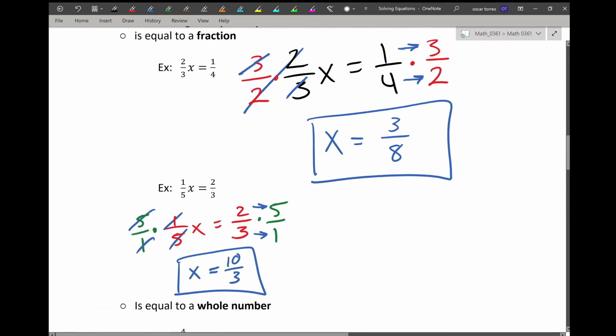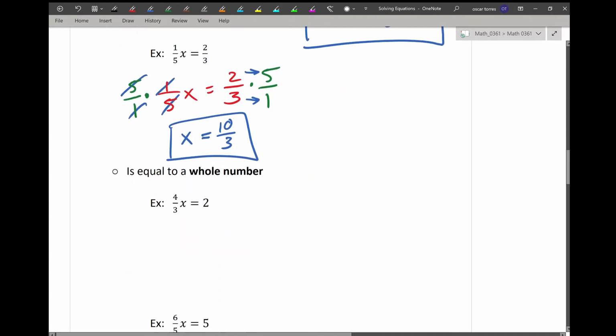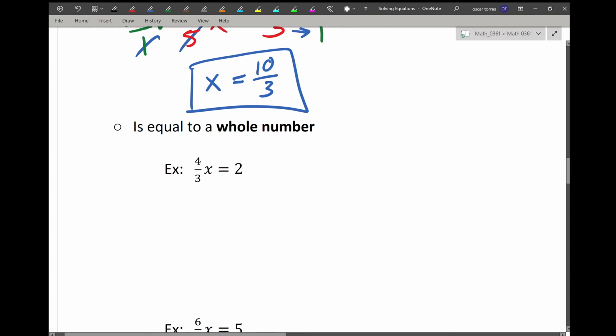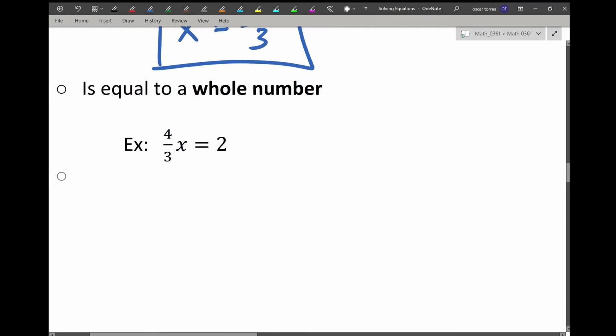Now for some problems, you're going to have x being multiplied by a fraction, but instead of it being equal to a fraction, it's going to be equal to a whole number. So I'll go over this example right now. When you have this sort of thing happening, it's very similar to working with fractions. So we're going to take both sides of this equation, and we're going to get rid of this 4 over 3 by multiplying them by its reciprocal.